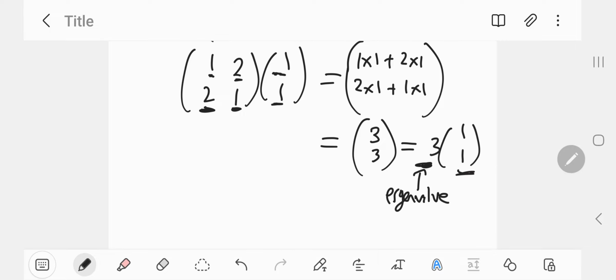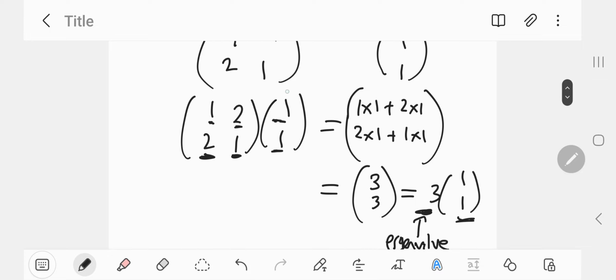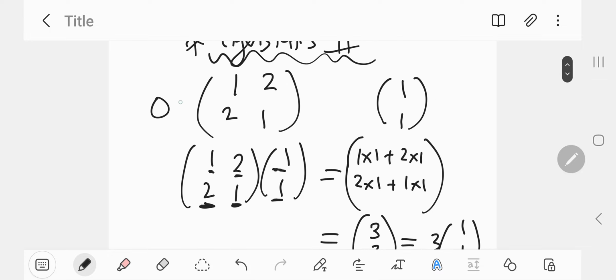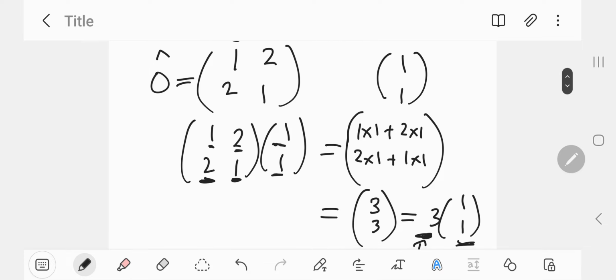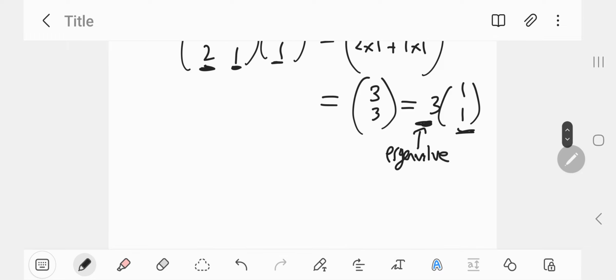In other words, when the operator depicted by this matrix here, let's call this O, acts on an eigenvector, acts on the eigenvector in this case, the eigenvector simply gets multiplied by 3.